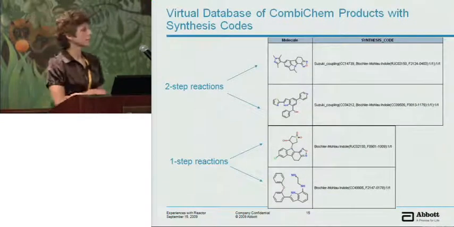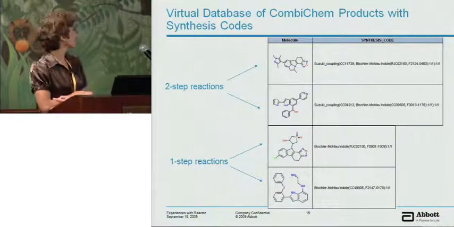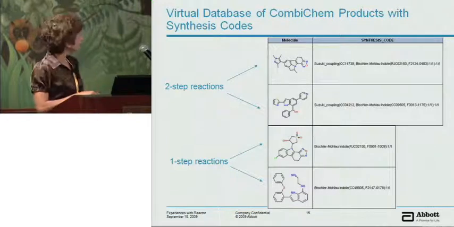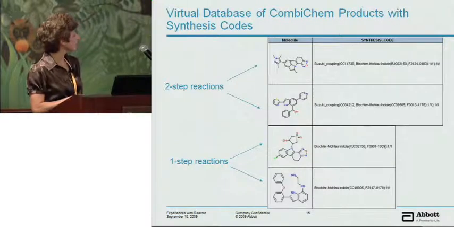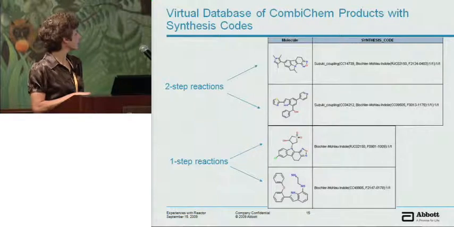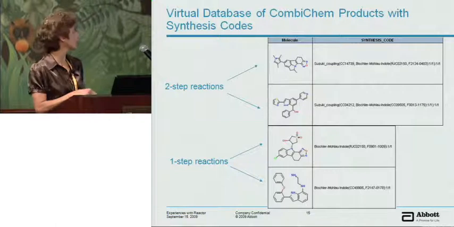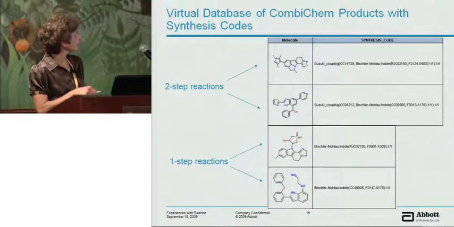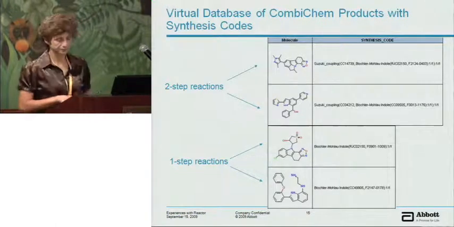So here's basically what's in this virtual database. We have the product here, and then there's this synthesis code that was generated by Reactor. Each of these is unique for each of these products. Here is the Bischler-Mohlau indole product that could not further react. And here is the final product from the two-step reaction.